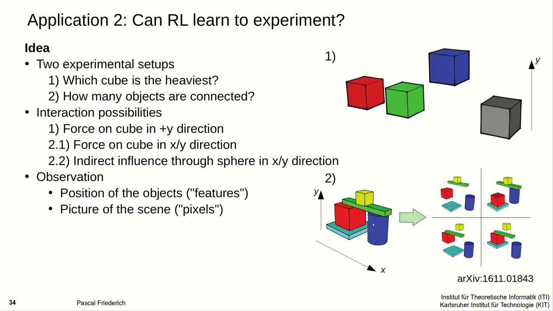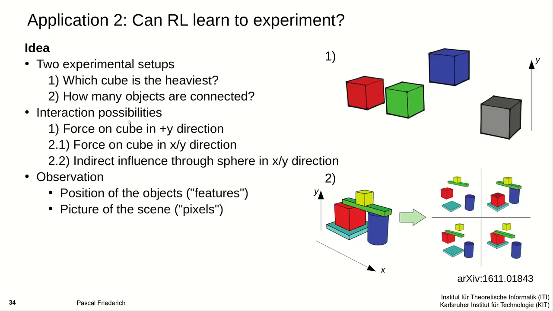And in the second scenario, they have this set of objects, and the reinforcement learning algorithm should find out what to do with these objects to find out how many objects are connected. So it might be the case that, for example, the green and the yellow one are connected, or the red and the green one. And the goal is that the reinforcement learning algorithm learns strategies to manipulate these objects, these cubes or the objects here, in order to answer the question, what's the heaviest cube or how many are connected?